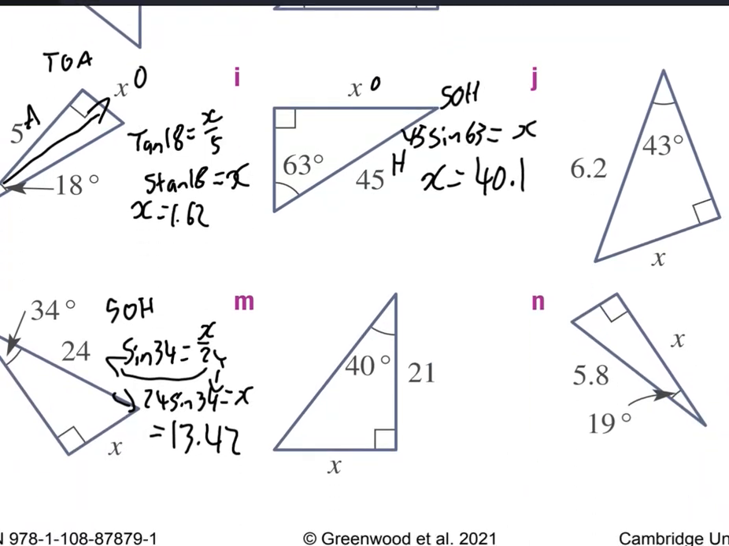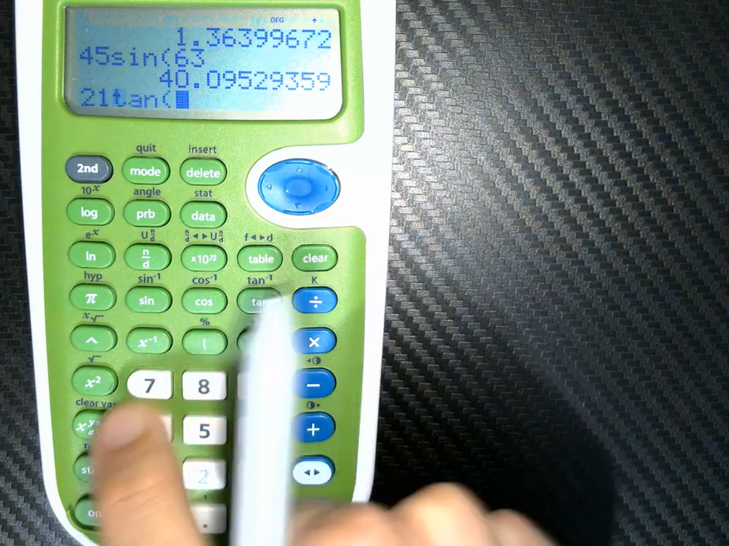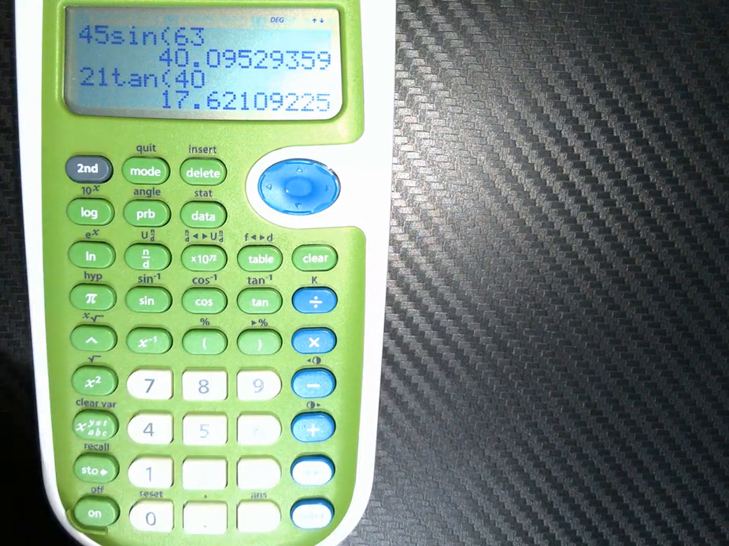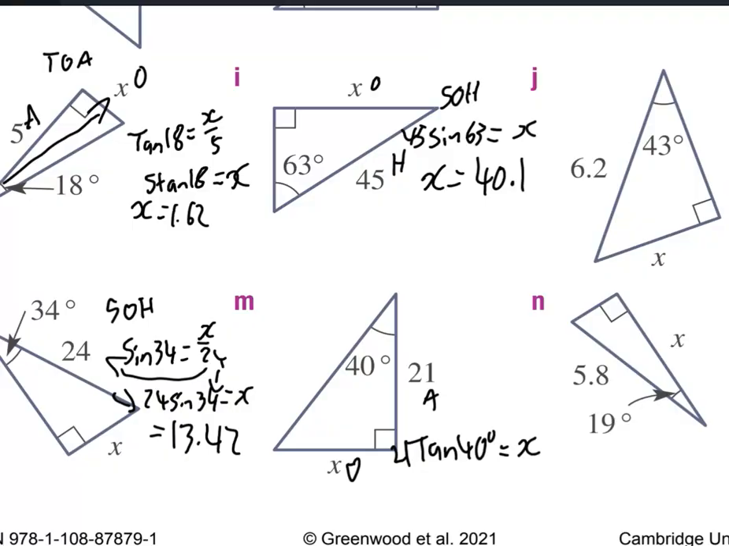Okay, M. I have my opposite and I have my adjacent. That's TOA. So it's going to be tan 40 degrees. I'm going to have 21 at the front. That will get me my x. 21 tan 40 is 17.62.